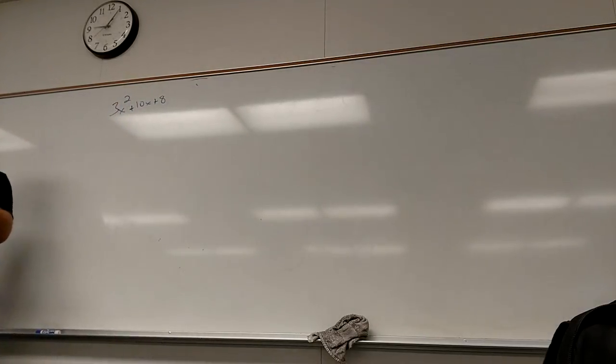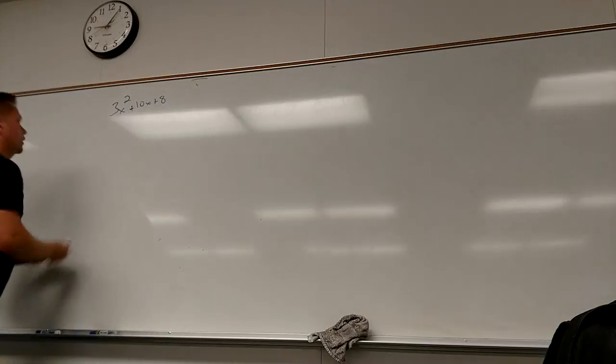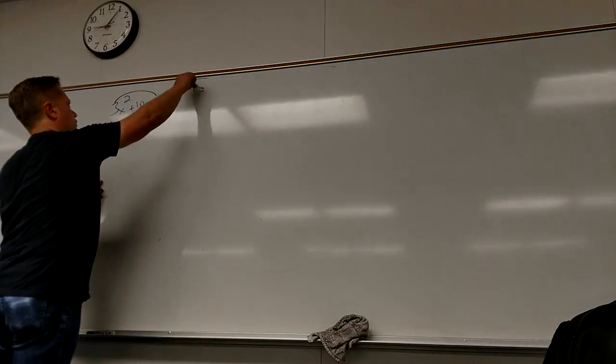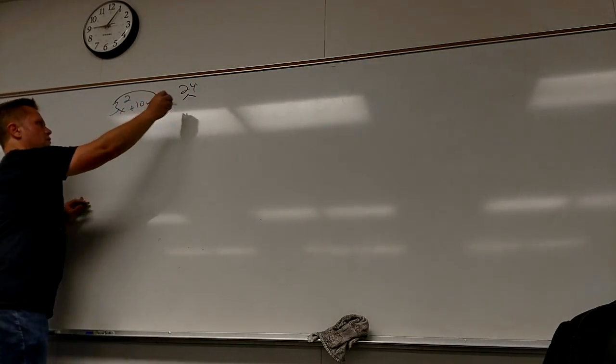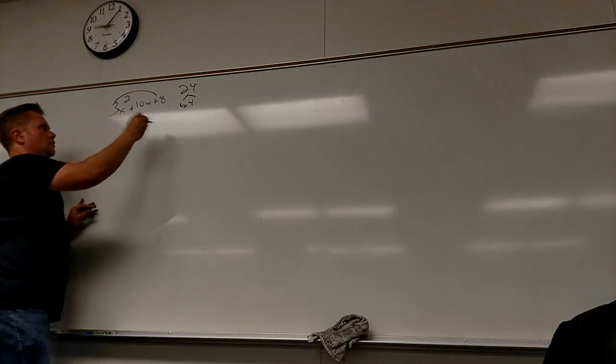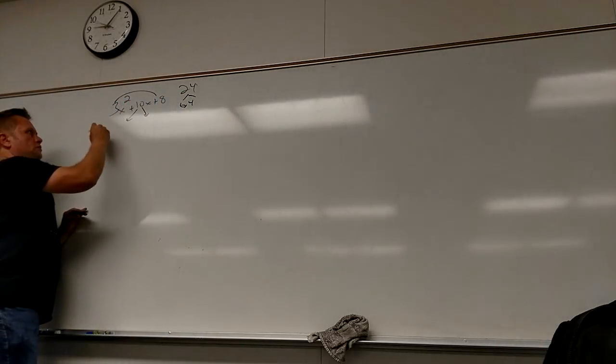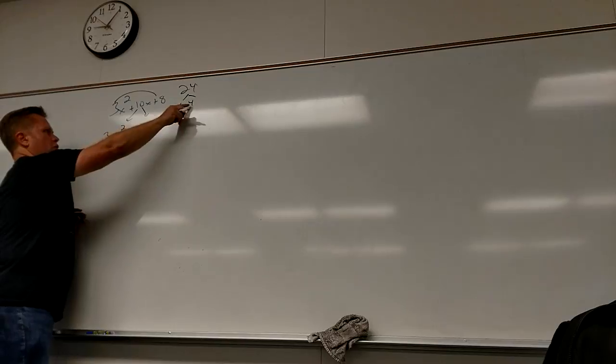Okay, so for this one, what's the first step? Make 24. Factor 24 to make 10. 6 and 4. So then you rewrite the middle term. It doesn't really matter what order you put these in.